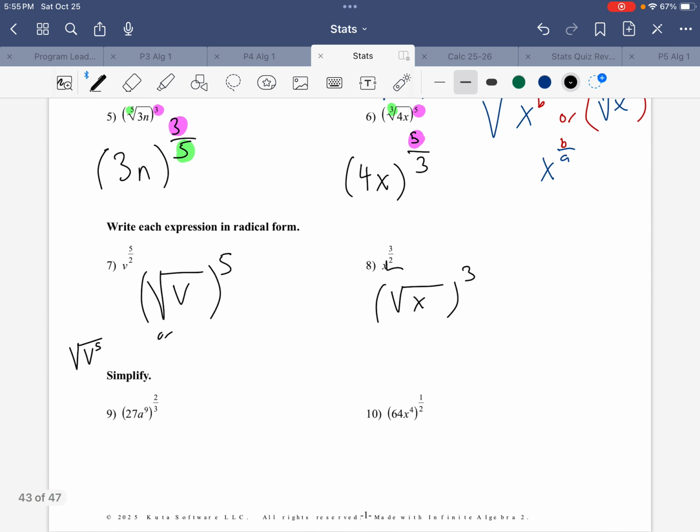So for numbers 9 and 10, they're having us simplify, but they're not writing this in radical form. They're starting off with the exponents, and it's up to us to write this like 27, a to the 9th, to the 3rd root squared. It is my advice to not raise these to the powers first, but to first take whatever the radical is, like the square root or the cube root, and then raise the powers. I'm going to pause the video here.